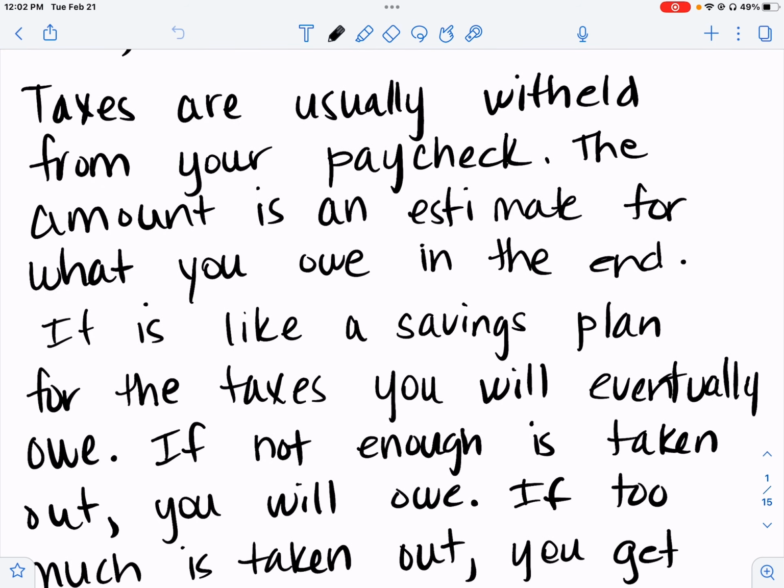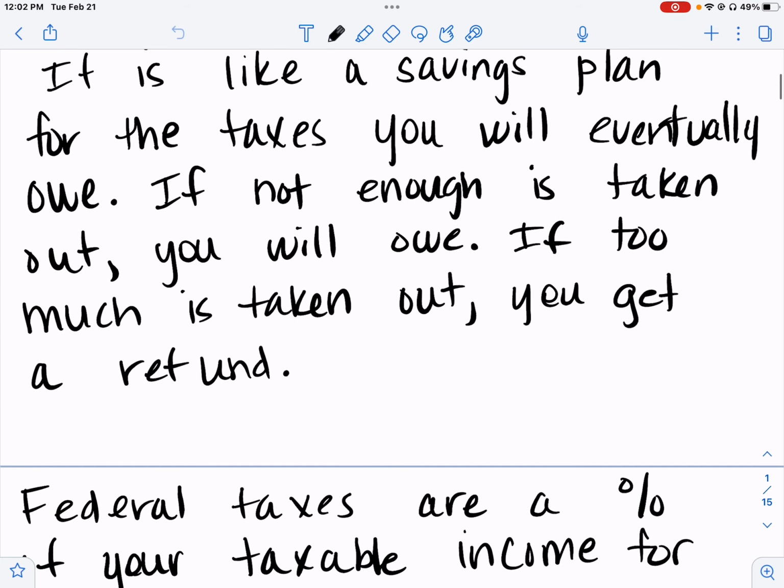Taxes are usually withheld from your paycheck. The amount is an estimate for what you will owe in the end, and that means the end of the year. It's like a savings plan for the taxes you will eventually owe. If not enough is taken out, you will owe. If too much is taken out, you get a refund.